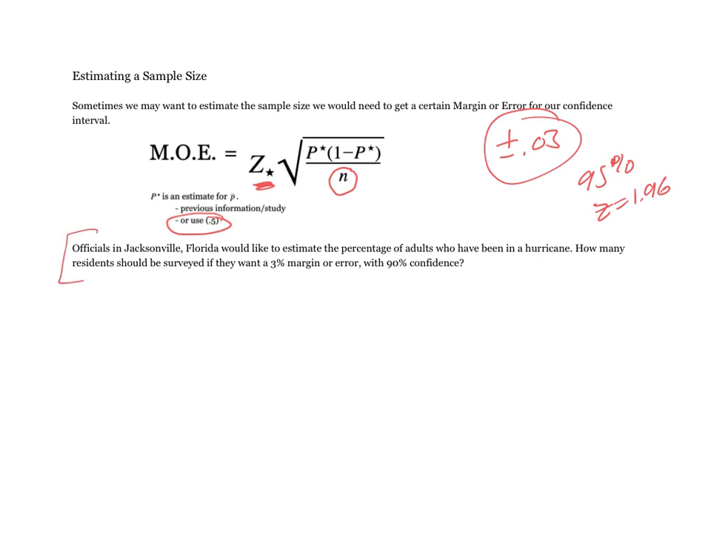So officials in Jacksonville, Florida would like to estimate the percentage of adults who've been in a hurricane. How many residents should be surveyed if they want a 3% margin of error with 90% confidence? So what we know is they want to be able to say at the end of the study, when they make the confidence interval, p hat plus or minus 3%. Whatever sample proportion they get, they want to be able to say it's plus or minus 3%.